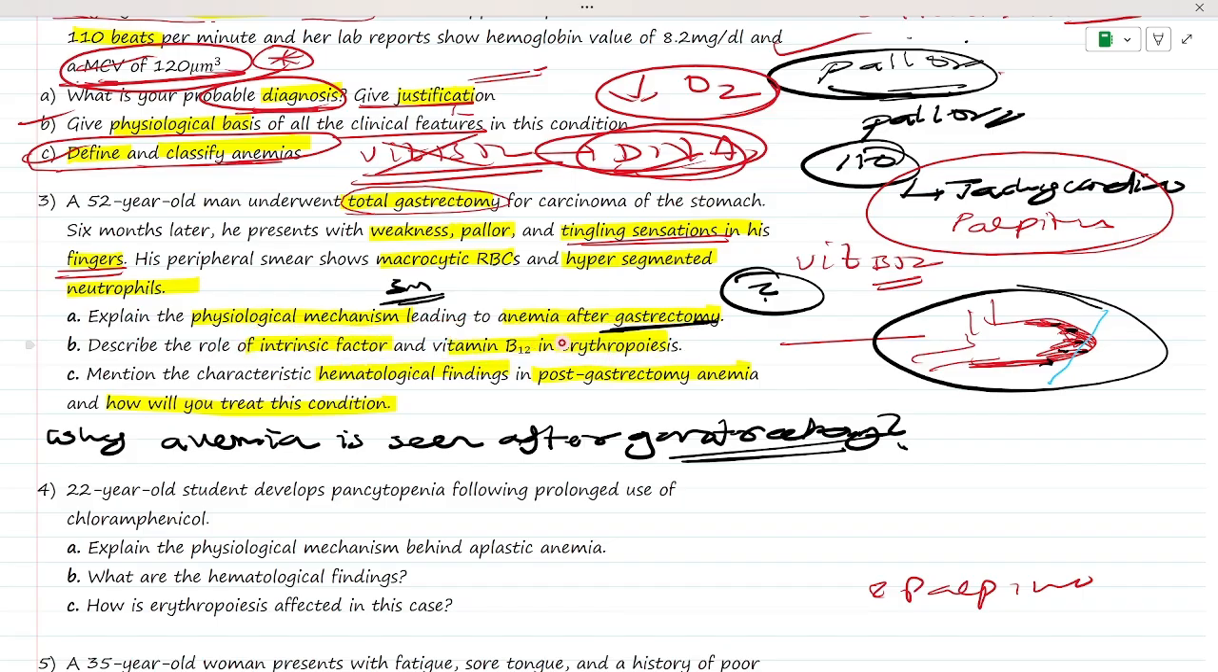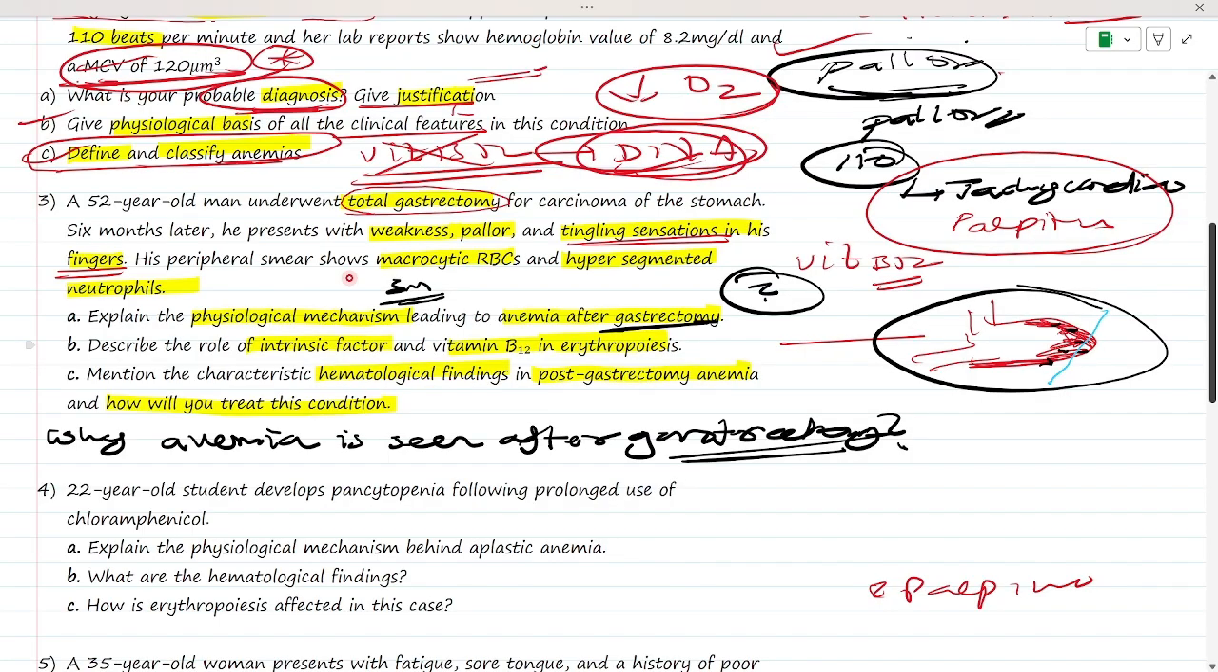I'll just repeat it again. For normal erythropoiesis, vitamin B12 is required for the DNA synthesis, and for the absorption of vitamin B12, we require intrinsic factor. So, intrinsic factor along with vitamin B12 plays a very major role in erythropoiesis, right? Next, the third question. Mention the characteristic hematological findings in post-gastrectomy anemia.